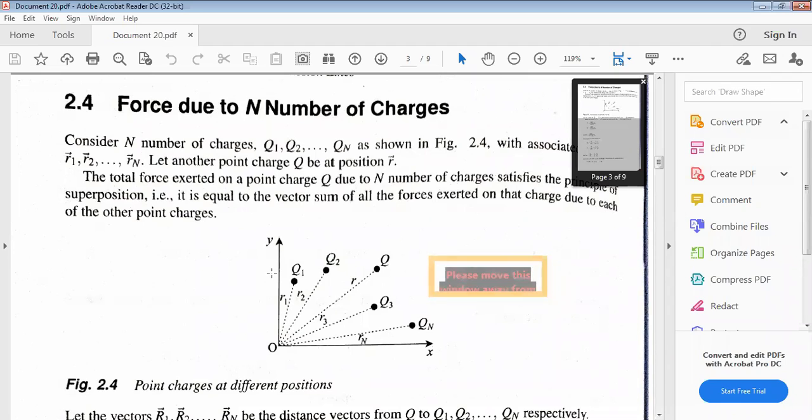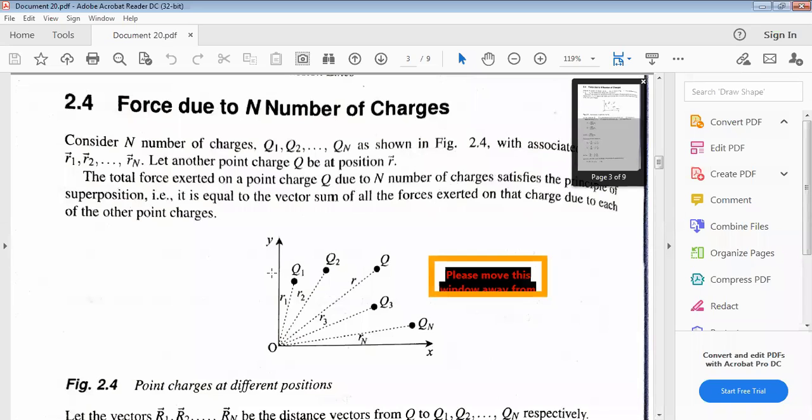See here, when we consider n number of charges Q1, Q2, Q3, and so on up to Qn, so far we considered only two charges, but the situation is extended to n charges. I have shown a figure with the distances R1, R2, up to Rn. Those charges are located away from the origin at distances R1, R2, R3, and so on, Rn. Let another point charge Q be at a position R.